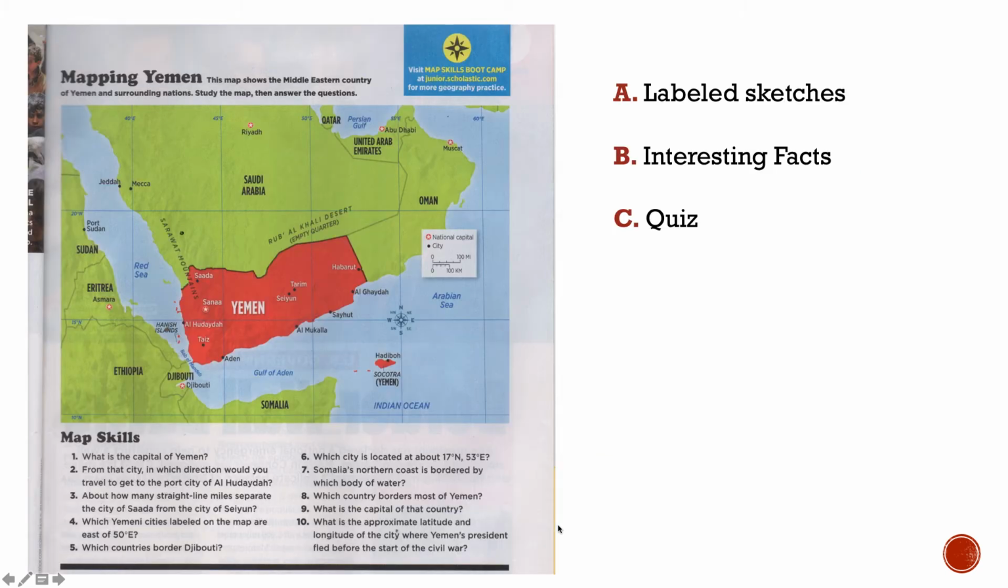How about this one? This one says mapping Yemen. This study shows the Middle Eastern country of Yemen and surrounding nations. Study the map, then answer the questions. So here's a map, and then here's some questions they have for you. So is this a labeled sketch, an interesting facts, or a quiz?